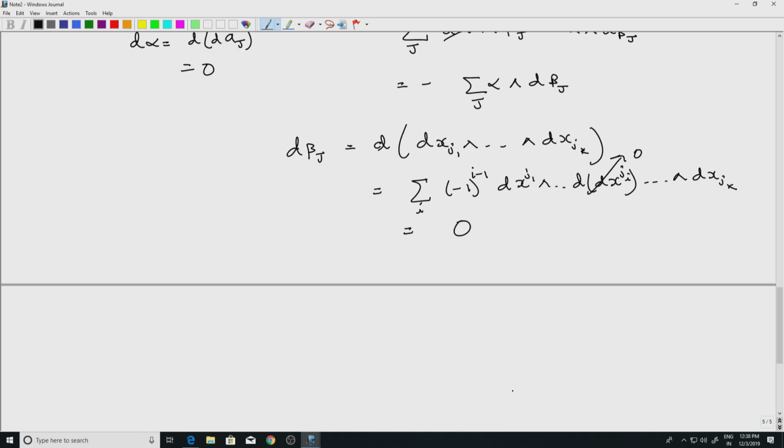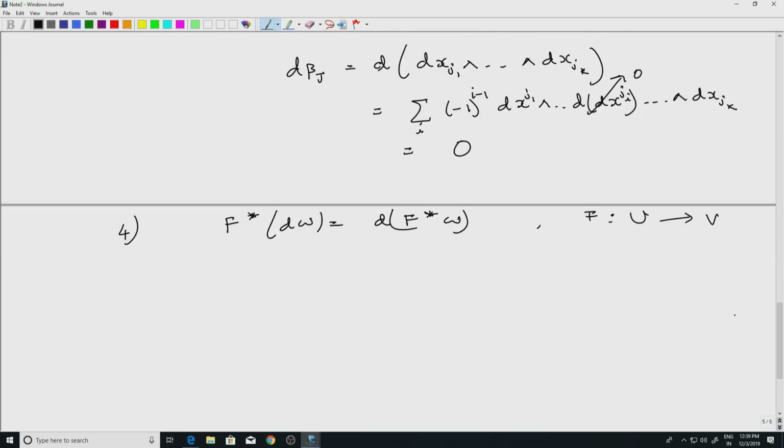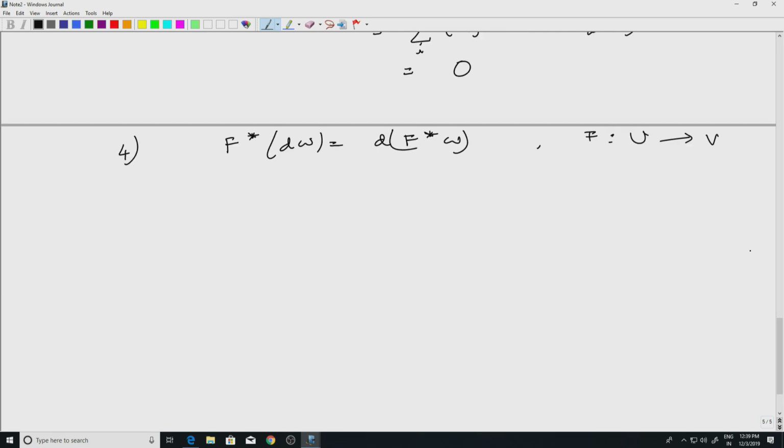Now let's move on to the next one, which is the last one, the fourth one: f star d omega equals d f star omega. Here f is a smooth map between two open sets in R^n and R^m. They need not be in the same Euclidean space.